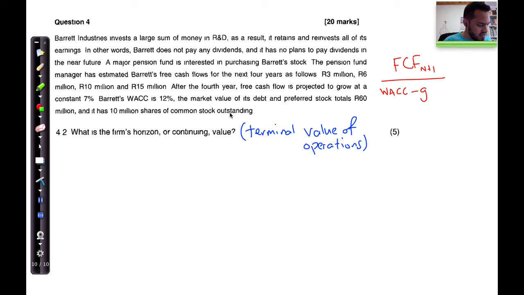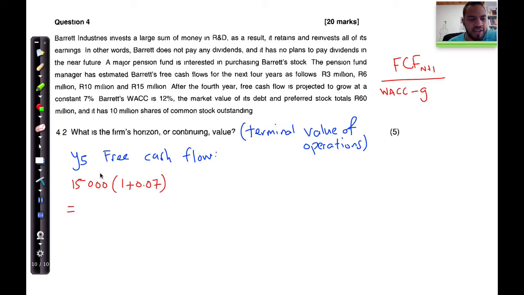So let's look at the continuing value. It's important to get the free cash flow for the year after this period. From 15 million we can get the free cash flow for the following year, year 5. The free cash flow for year 5 is the 15 million multiplied by 1 plus the growth rate, which was given at 7%, 0.07. So 15 million multiplied by 1.07 gives us 16,050,000.